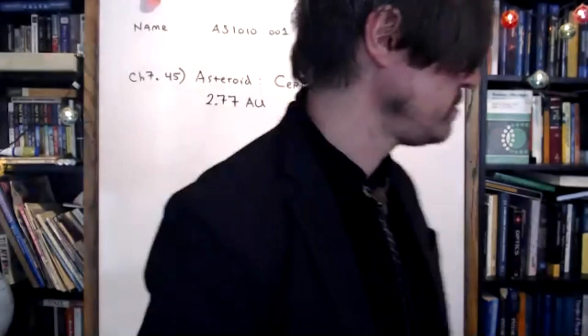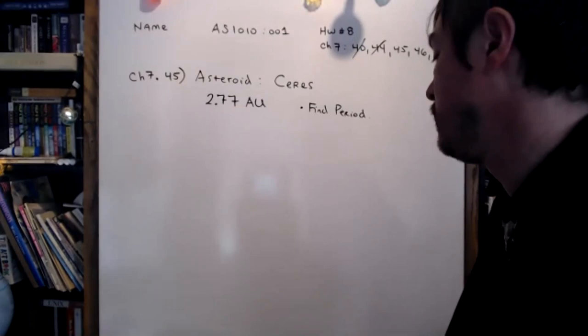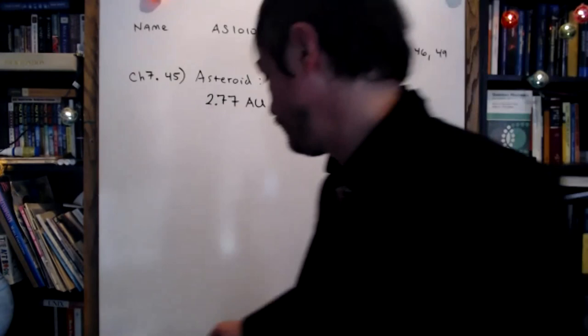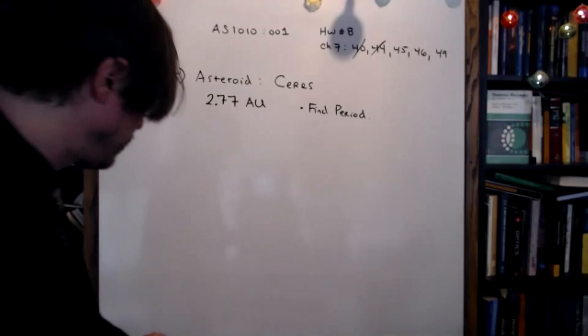Kepler's third law. You can't tell me Kepler's third law? P squared equals a cubed. Yeah, what the hey, guys? P squared equals a cubed.